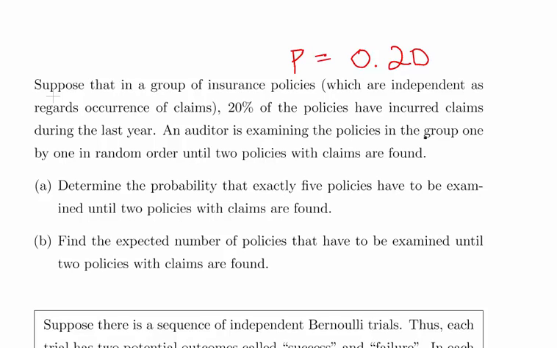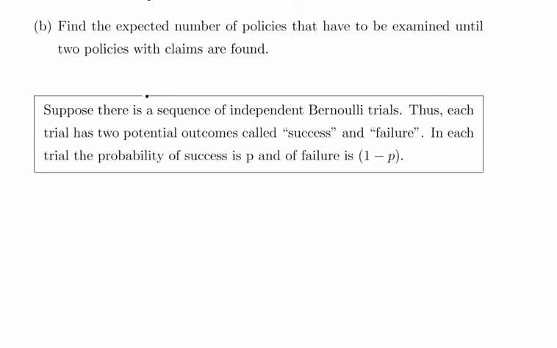Okay. So this is what sets up the negative binomial distribution. How many Bernoulli trials must occur before you get a certain number of outcomes? That's one way of specifying it. There are two different ways of specifying it, which we'll come to shortly. But essentially, exactly 5 policies. So there's going to be 5 trials, and what's the probability that 2 of them will be successes? The second question is to find the expected number of policies that have to be examined until 2 policies with claims are found. So on average, how many do you have to search before you get 2?